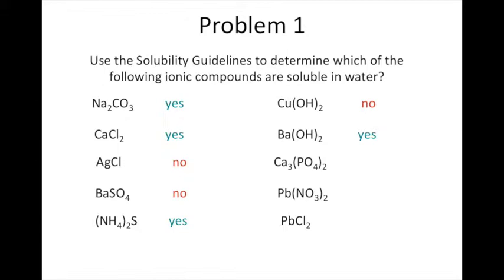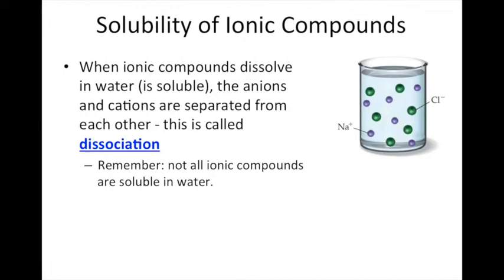Calcium phosphate. Phosphates tend to be insoluble, and calcium is not an exception to that rule, so that compound is insoluble. Lead 2 nitrate. Compounds containing the nitrate anion are soluble, so that one would be soluble. And lead 2 chloride. Again, chlorides tend to be soluble, but lead was one of our exceptions, so that would be insoluble. So be sure you're familiar with those guidelines for soluble and insoluble ionic compounds.